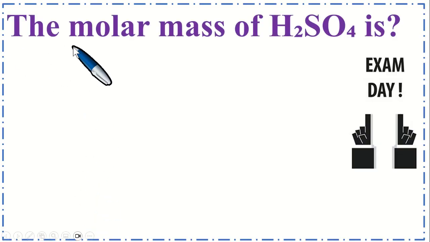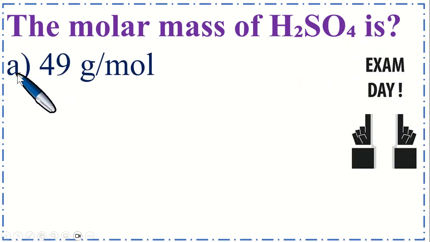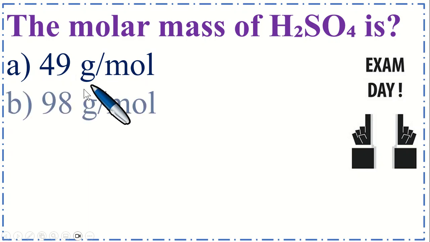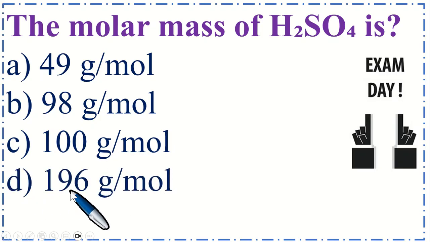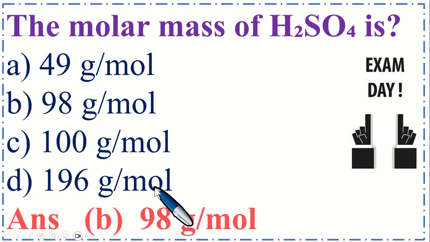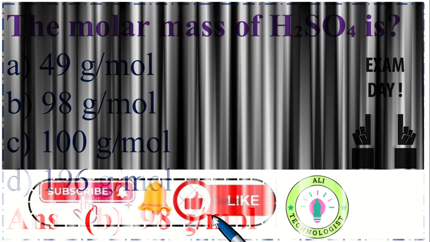So this is a very important MCQ. The molar mass of H2SO4 is option A 49 grams per mole, B 98 grams per mole, C 100 grams per mole, and option D 196 grams per mole. So the correct option is B 98 grams per mole.